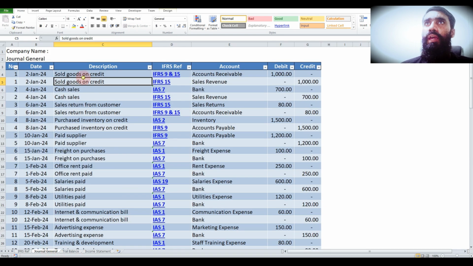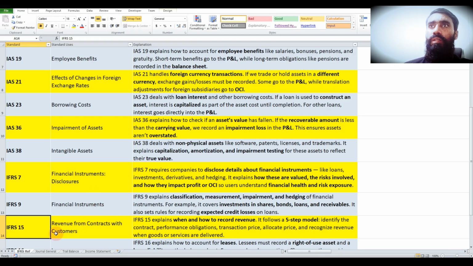So first entry I have passed sold goods on credit under IFRS 9 and 15. Why I have posted this entry into these rules? So let's go. Revenue from contracts with customers. Under IFRS 15 explains when and how to record revenue. It follows a 5-step model: identify the contract, performance obligation, transaction price, allocate price, and recognize revenue when goods or services are delivered.